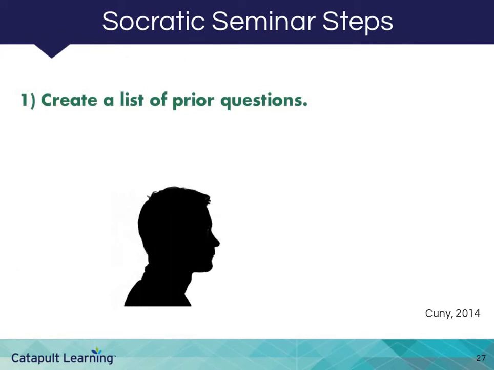Here are 4 easy steps offered by author and educator Casey Cooney to guide you. First, create a list of prior questions. Start with your essential questions for the unit, then backtrack and brainstorm a list of questions that students will need to answer before they can answer the essential question. Then, think of prerequisite questions for those questions and continue adding to your list. This list of questions becomes the blueprint for discussion.